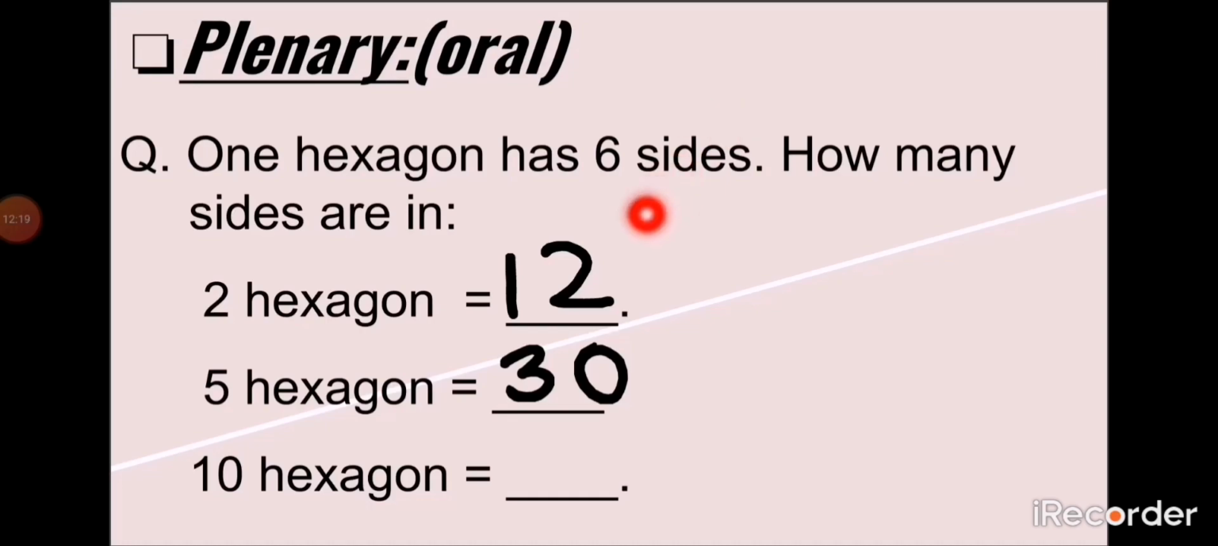Or you can recheck your answer by reading the 6 times table. 6 1 times 6, 6 2 times 12, 6 3 times 18, 6 4 times 24, 6 5 times 30. So the answer is correct.